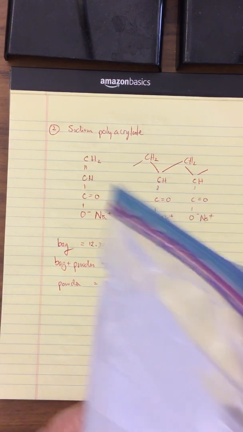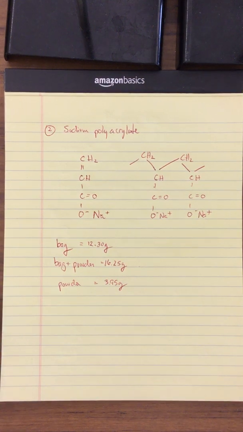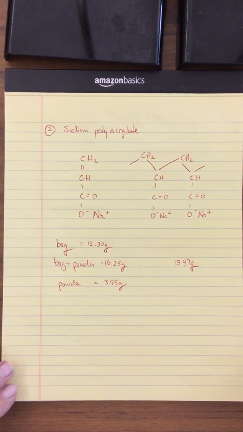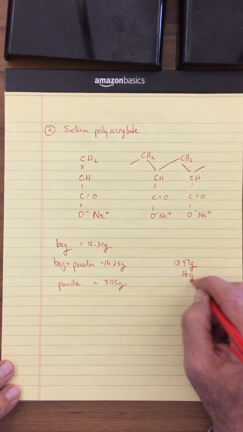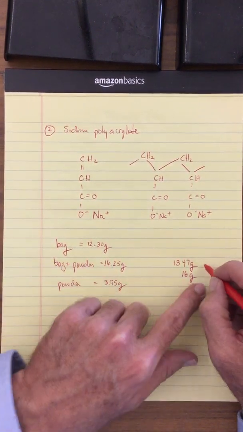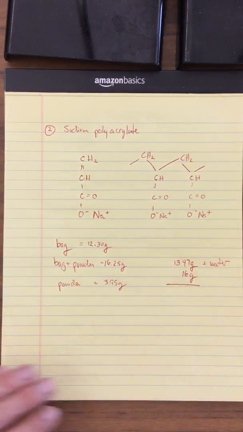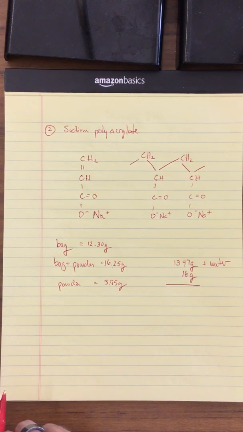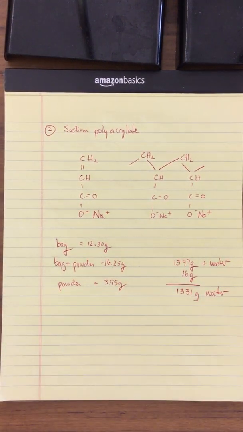Okay, and then to that, we added water, and about 1,347 grams was the total mass of this. So if we take the bag, the powder, and the water at being 1,347 grams, if we subtract the bag and the powder of 16.25 grams, let's just say it's 16 grams. Okay, so here's the bag plus the powder plus the water. If we subtract the mass of the bag and the powder, we will be able to get the mass of the water that was added to this. So 1347 minus 16 gives me 1,331 grams of water that was added to the bag.